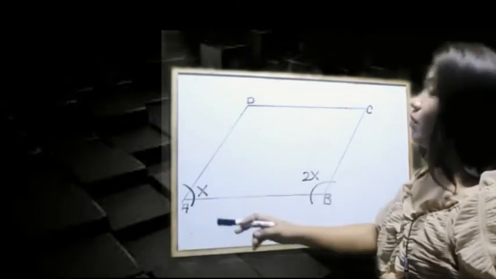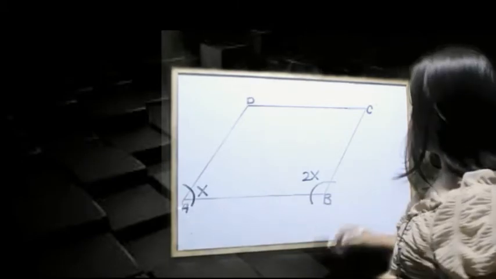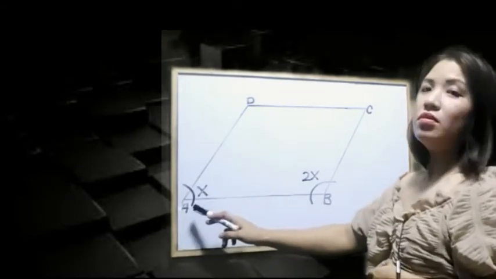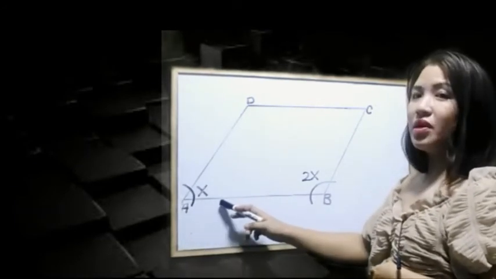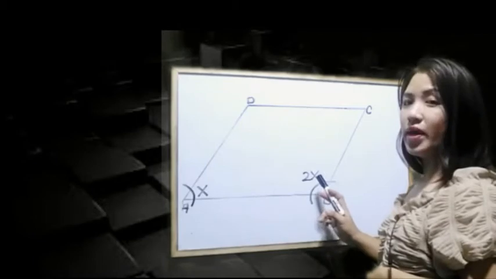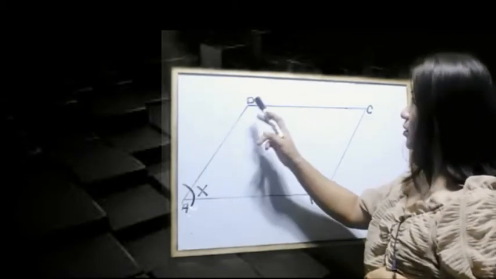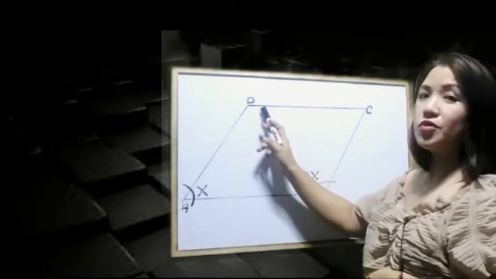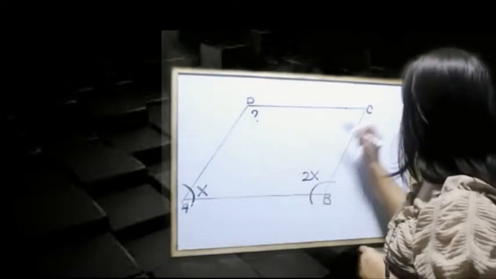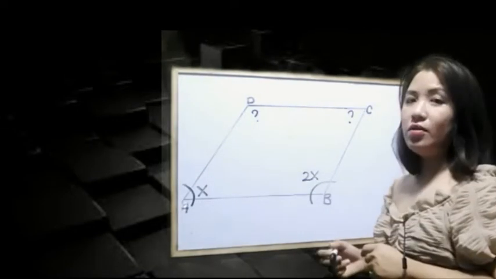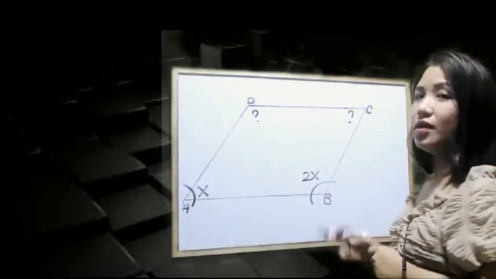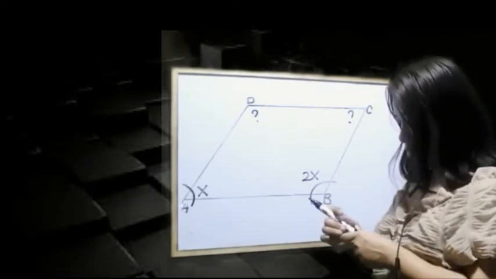So I have here parallelogram ABCD, and I have here given measures: the measure of angle A is represented by the variable x, and the measure of angle B is 2x. You are being asked to find out the measures of angle D and angle C. Let's say angle D is unknown, and angle C is unknown. And also, we want to find out the exact measure of angle A as well as angle B. So what are we going to do?